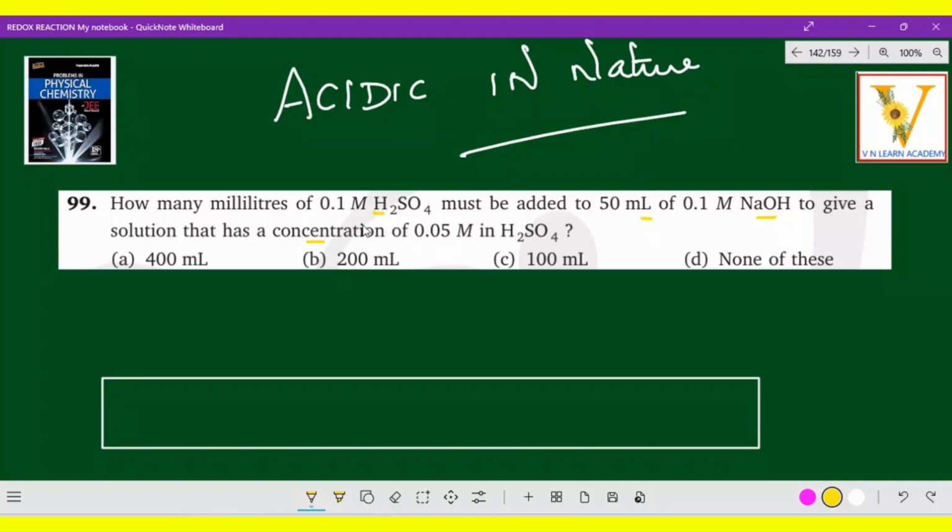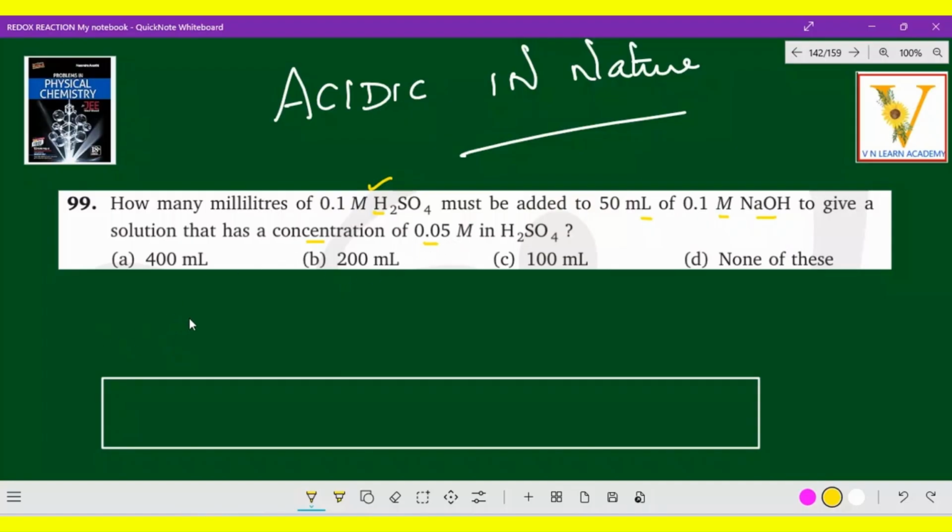Now in the question, the H2SO4 molarity they have given, and that must be added to 50 ml of 0.1 M NaOH. So the NaOH molarity also they have given, and the volume also for sodium hydroxide, but we have to identify the volume of H2SO4. That means V1 we have to find out, V2 they have given. Finally the resulting solution is 0.05 M in H2SO4. So how many ml if we add, we will get this molarity. That is the way the question has been given.